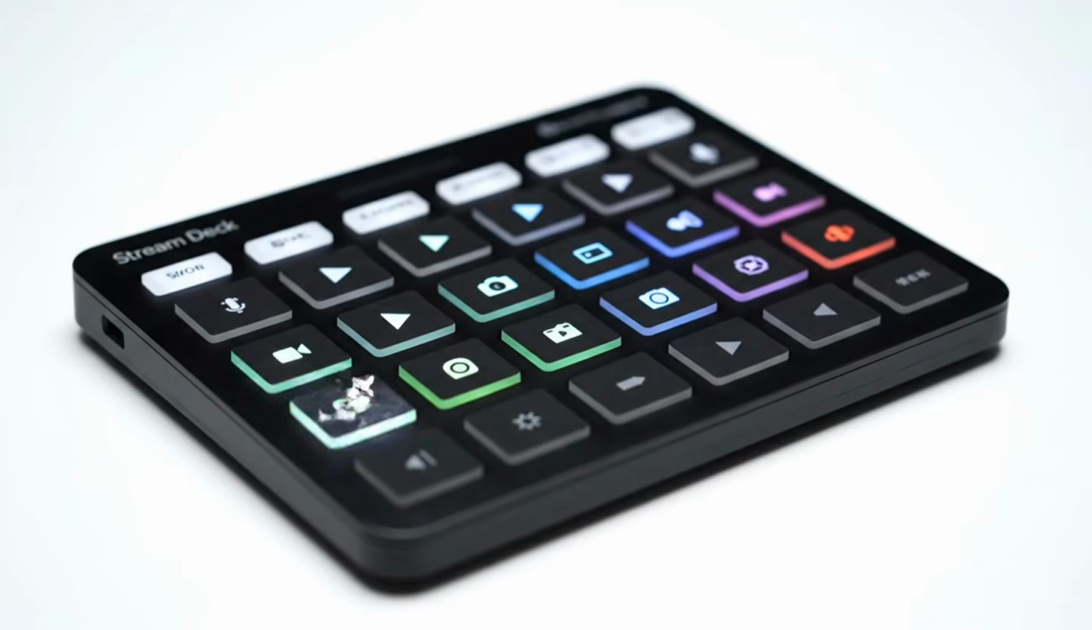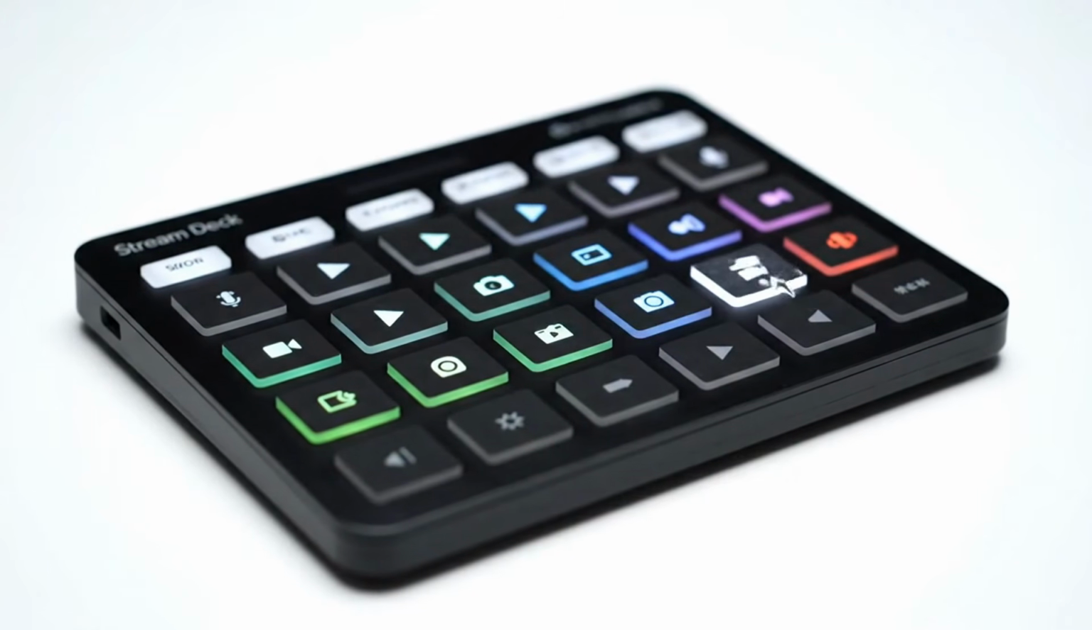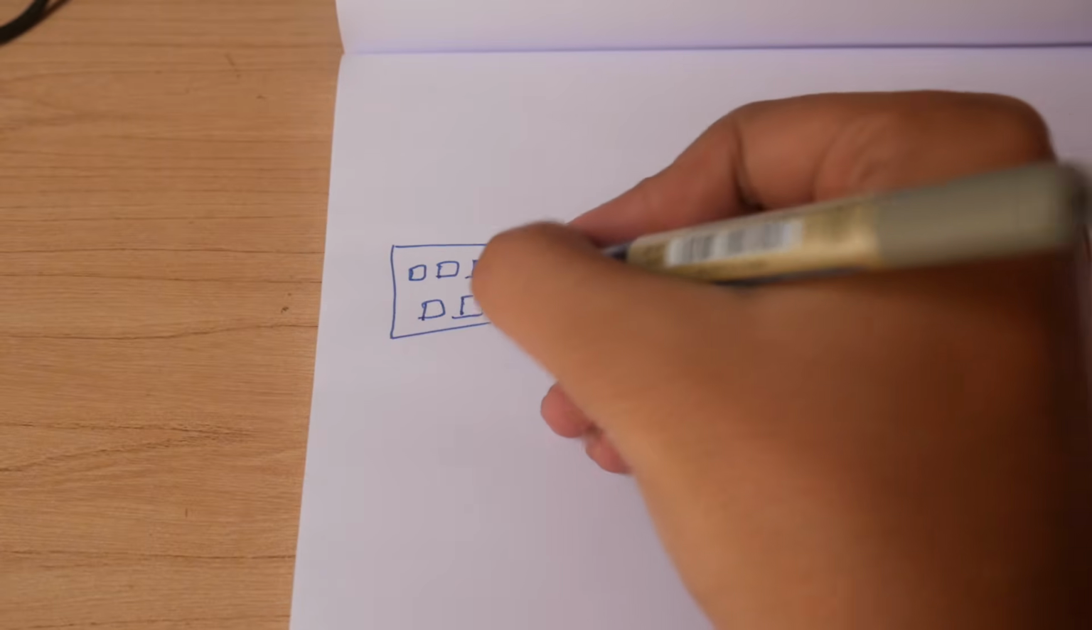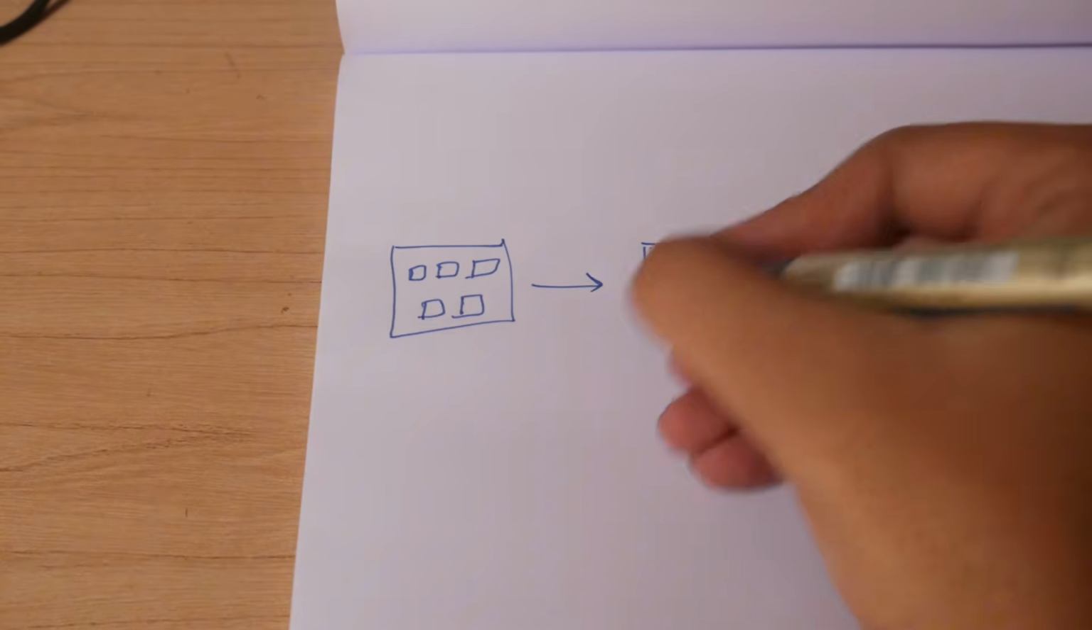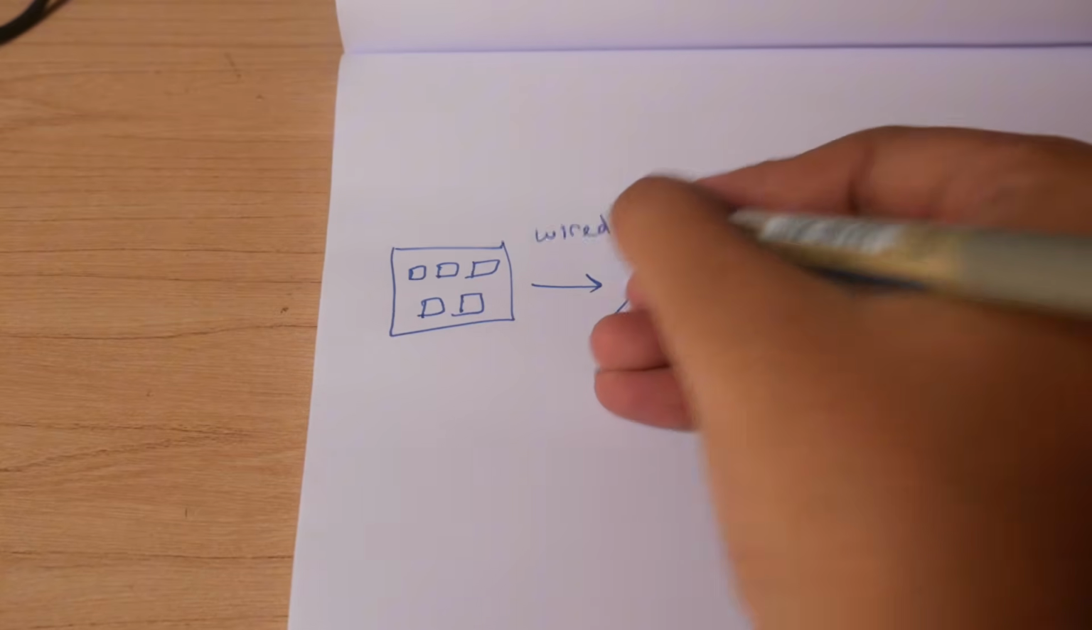So what is a Stream Deck? It's basically like a launchpad for your PC to open different sites or apps with just a button, and these could be configured to any app or site like YouTube or Spotify, and it's usually a wired device that's going directly to your PC.